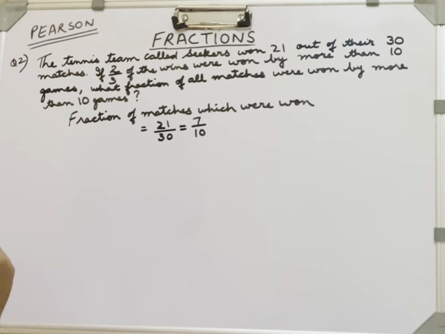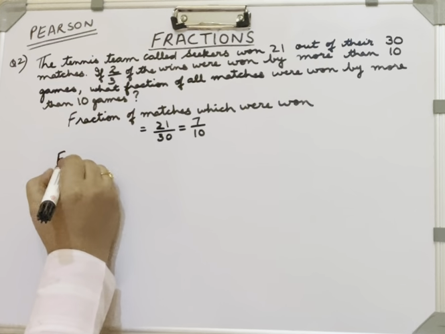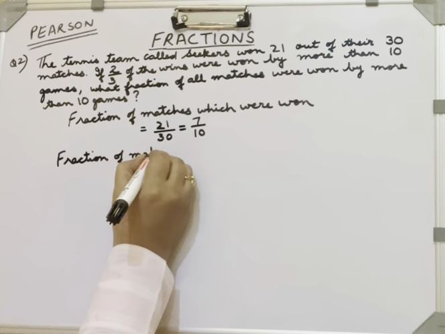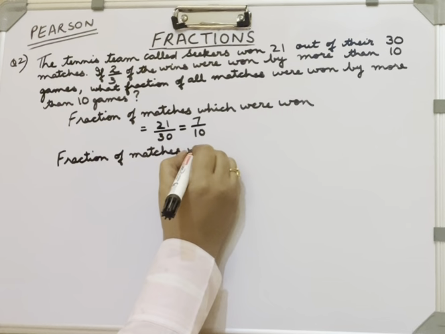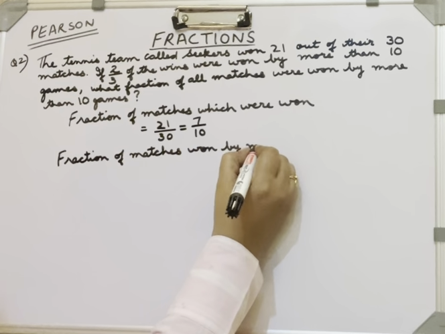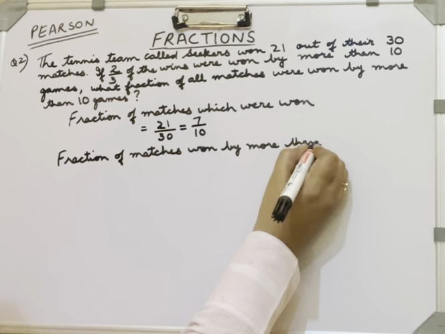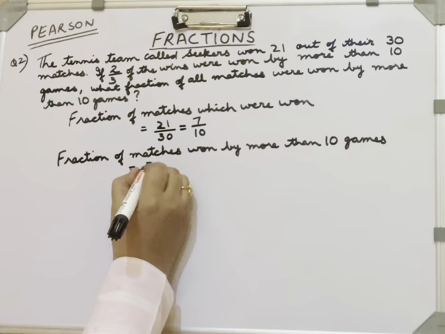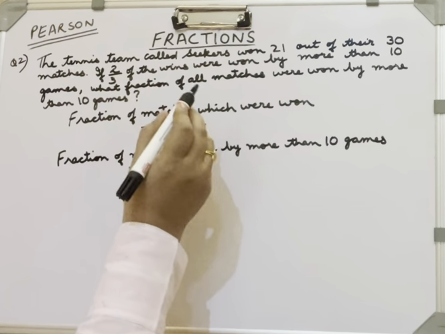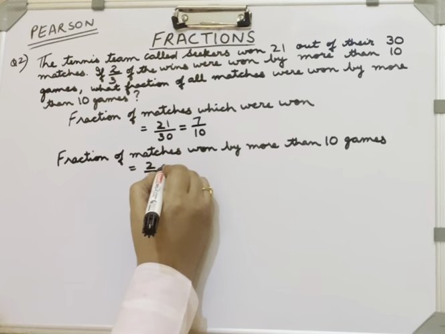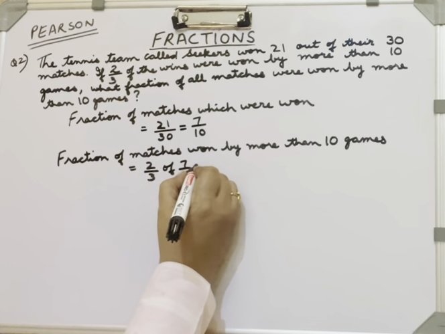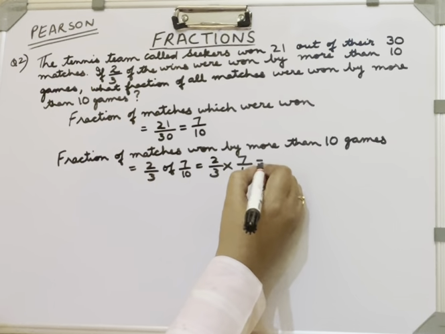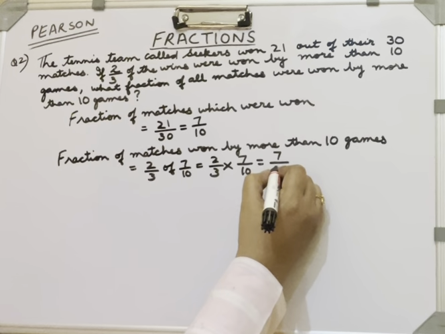Now, fraction of matches won by more than 10 games is equal to, we know that 2/3 of the wins were won by more than 10 games. So 2 by 3 of 7 by 10, which is 2 by 3 multiplied by 7 by 10. Upon simplification, this is 7 by 15.